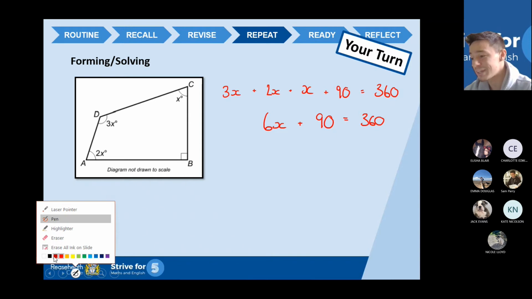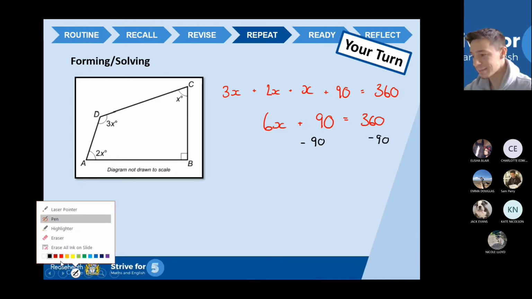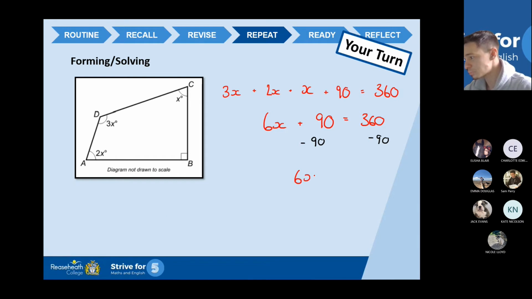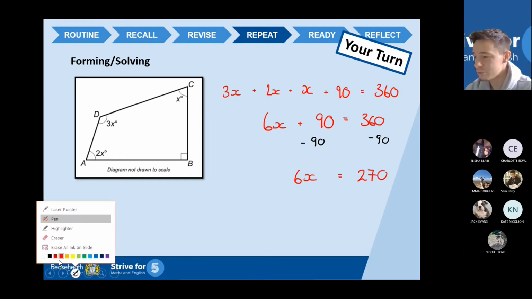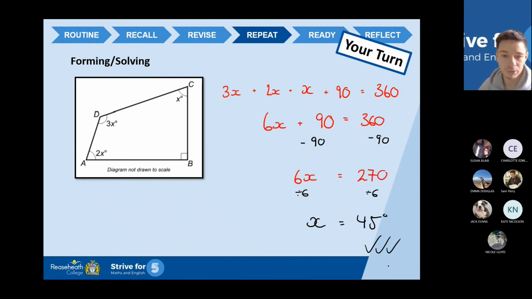I want to get rid of the plus 90. And how do I do that? I take it away. So I subtract it from both sides. That leaves me with 6x equals 270. The last thing I need to do is to get rid of the 6. And I need to do that by dividing by 6. Okay, so 270 divided by 6 gives me 45. So x equals 45 degrees. Okay, now I'm giving myself 3 ticks there because I think that's worth at least 3 marks.